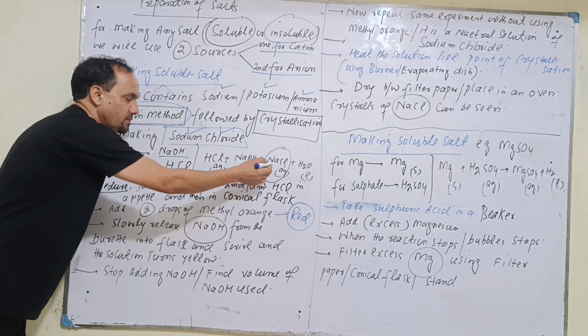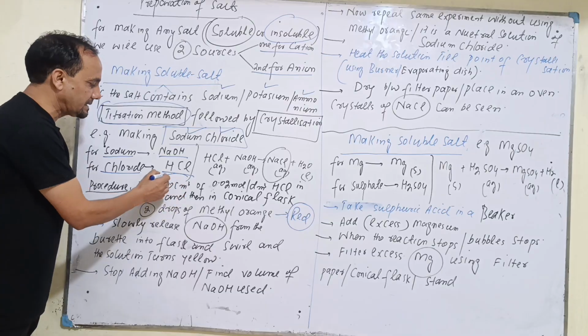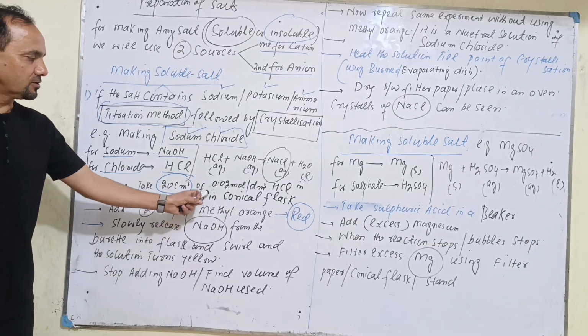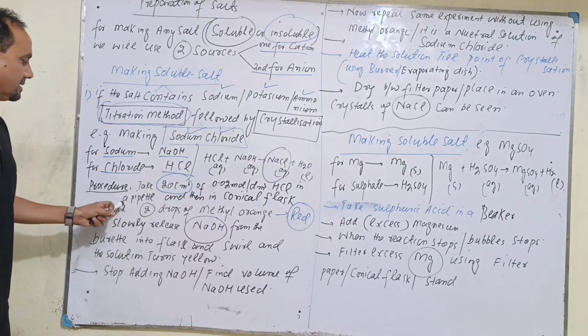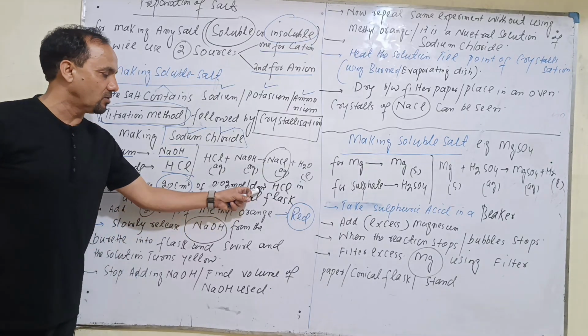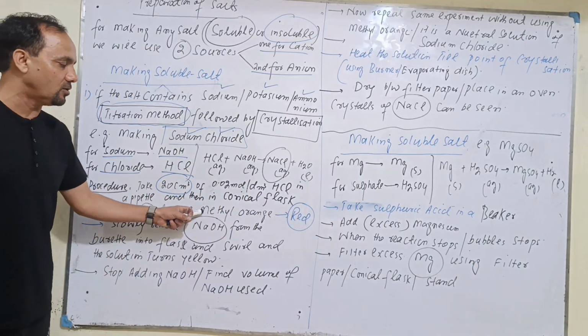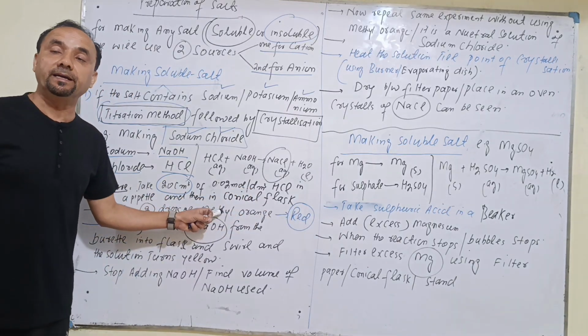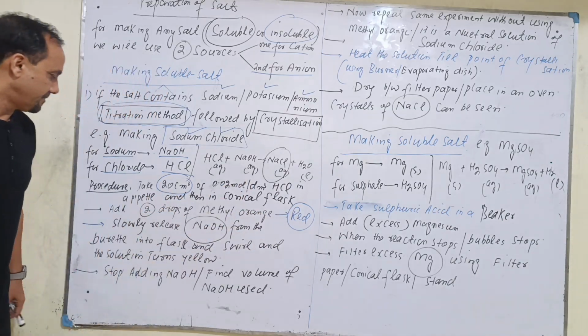Now for example, we are going to make sodium chloride. So we will take 20 cm³ of 0.02 mol/dm³ hydrochloric acid in a pipette, and then we will transfer that into a conical flask. Now add 2 drops of methyl orange. You know, it's a common indicator. The color will turn red.